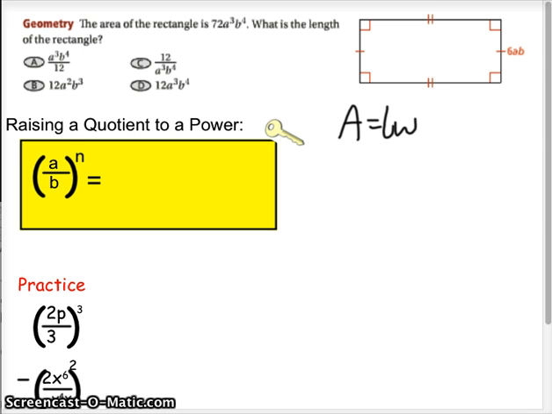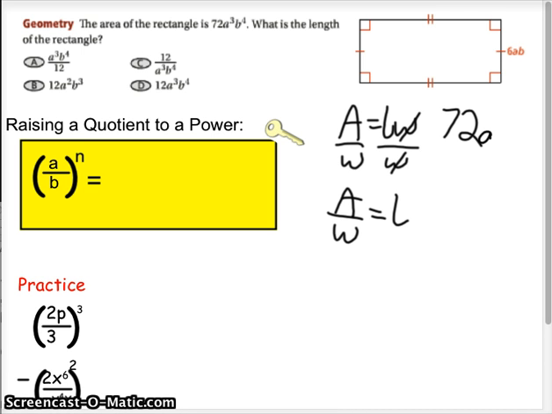All right? So if we're looking for the length, because we're given the area and given the width, what do we need to do? Well, dividing by w on both sides, that length is going to be the area divided by the width. That's how we're going to determine that. So area divided by width. So we're going to have the area, which is 72 a to the 3, b to the 4, and we're going to divide it by the width, 6ab.